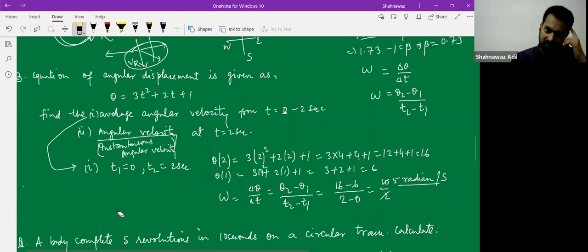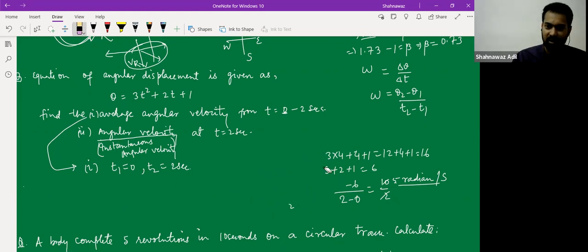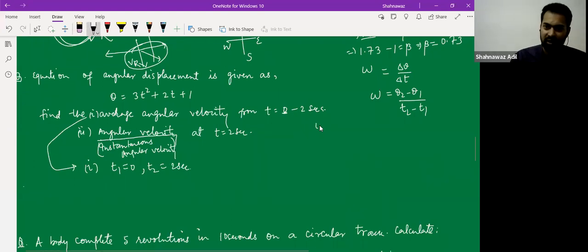Delta theta by delta t. So that was the average velocity, right? d theta by dt. Yes. So d theta by dt. Remember, your average angular velocity was delta theta by delta t, and instantaneous was d theta by dt, right?